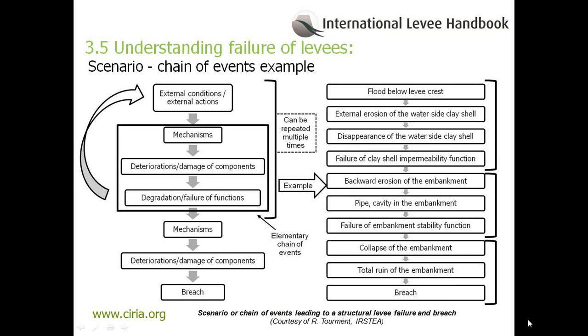In the more case-specific example on the right, we have a situation where the floodwaters are below the levee crest, but the external erosion of the waterside clay surface is occurring to the point where the clay surface has started to erode away, thereby losing the impermeability function. So with further external actions occurring, there's backward erosion that begins and a pipe or cavity is formed in the embankment. The stability of the embankment is threatened, and the embankment then collapses, resulting in total ruin of the embankment or breach.